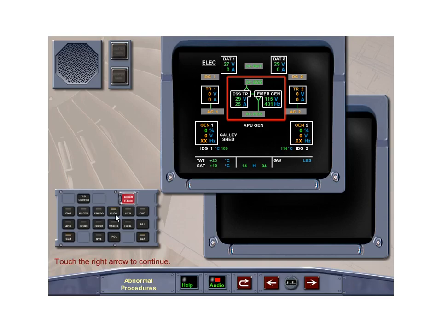The RAT has automatically deployed, driving the emergency generator, which supplies the AC essential bus and the DC essential bus through the essential transformer rectifier. In this configuration, numerous systems are lost, which are listed in FCOM 3.02.24, Abnormal and Emergency Procedures.